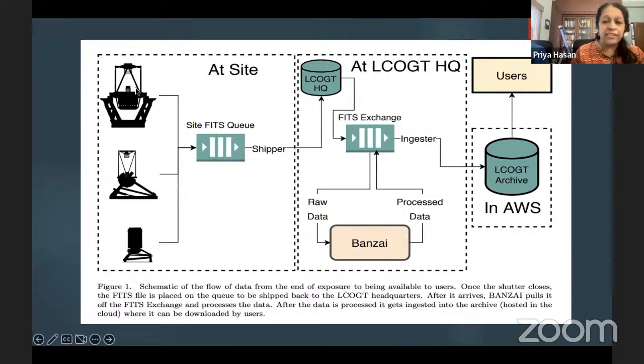So what it basically does, you can see this pipeline over here. This basically shows the flow of data from the end of exposure to the users, right? So once the shutter closes, right? I think I forgot to mention to you, but astronomy data or images are kept in what is called the FITS format, right? You must be familiar with images being in the BMP format or the JPEG format or the PNG format. But in astronomy, we use the FITS format, which is the Flexible Image Transport System.